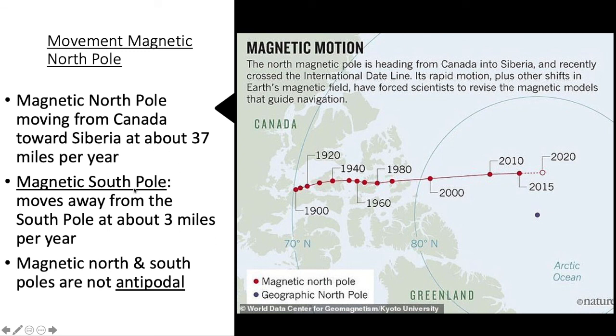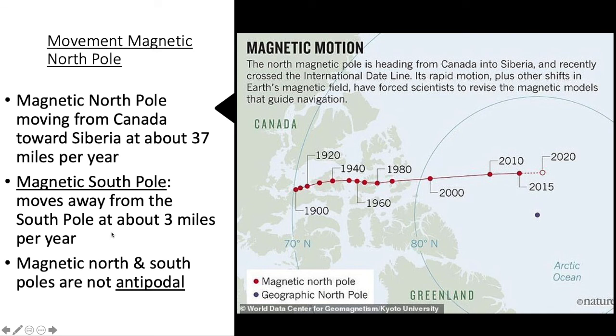Now, the magnetic South Pole does the exact same thing. It also moves, but it doesn't move at the same rate. The North Pole, as I said, is currently moving about 37 miles per year. The South Pole is moving at about 3 miles per year. So quite a bit less. So this is to state that the magnetic north and the magnetic south poles are not antipodal.